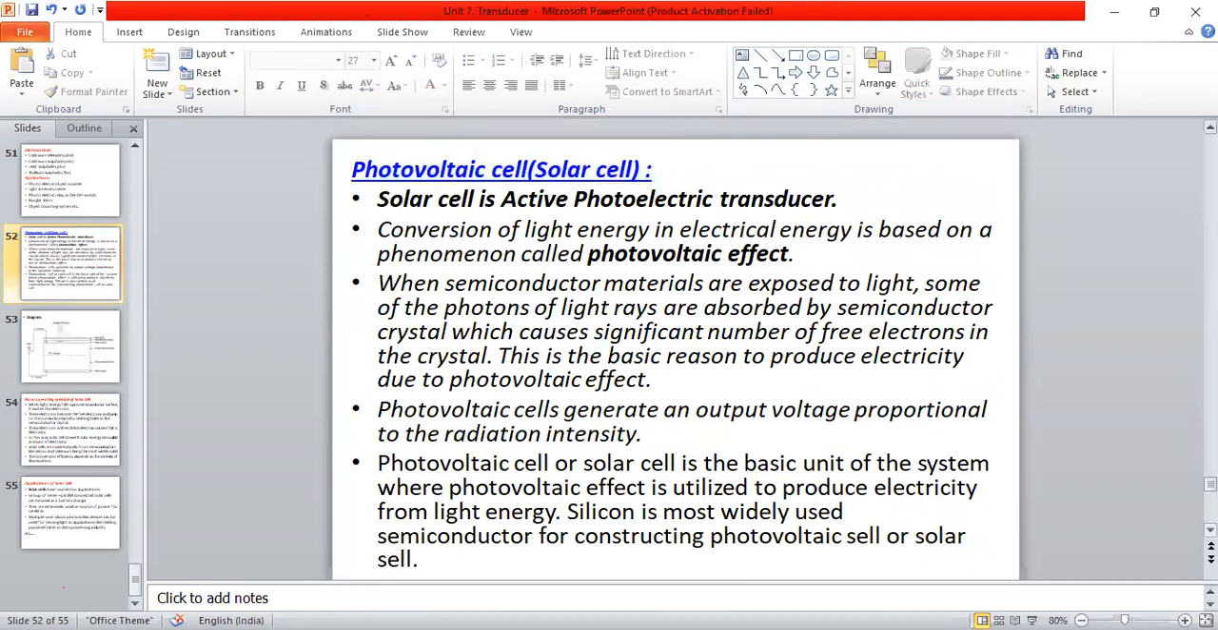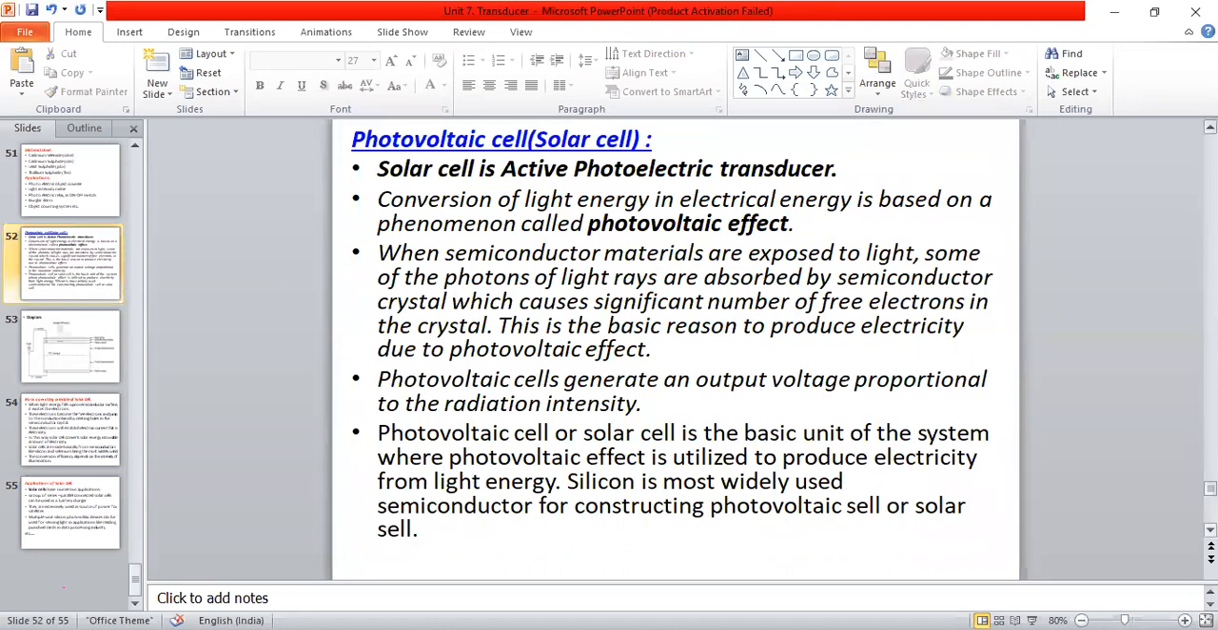We have already discussed semiconductors. We know how the PN junction works. Yes, sir. In the PN junction, the depletion layer in between, how it is going to break, based on that it is going to operate. That is called a solar cell.